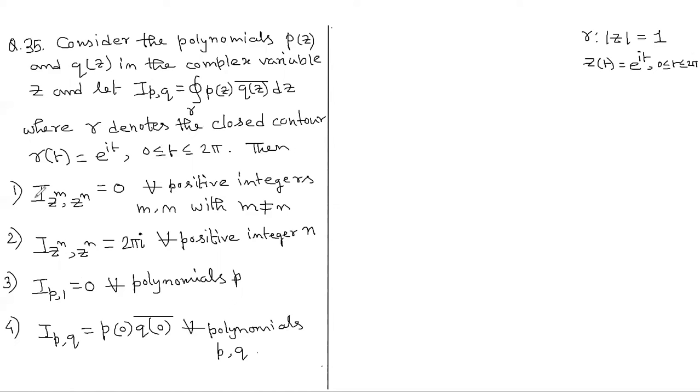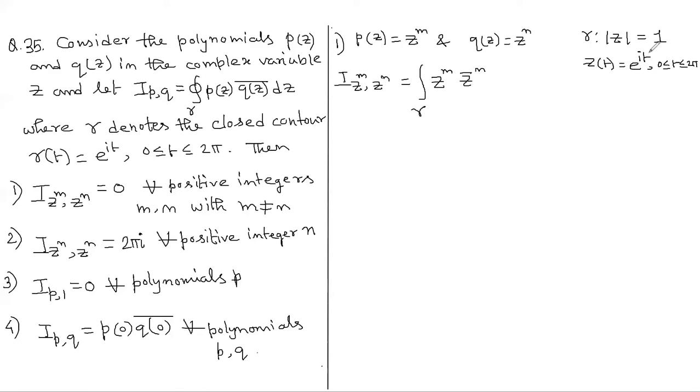Now what are the options? In the first option we have I(z power m, z power n) is equal to 0 for all positive integers m and n with m not equal to n. So in the first option we have p(z) equal to z power m and q(z) equal to z power n. So let us verify the first option. According to the given definition, I is the integral over gamma of p(z), that is z power m, and q bar(z), that is z bar power n.